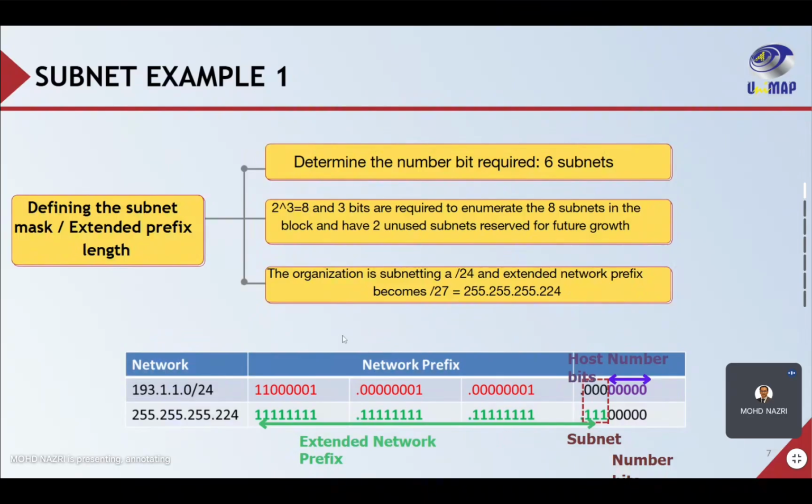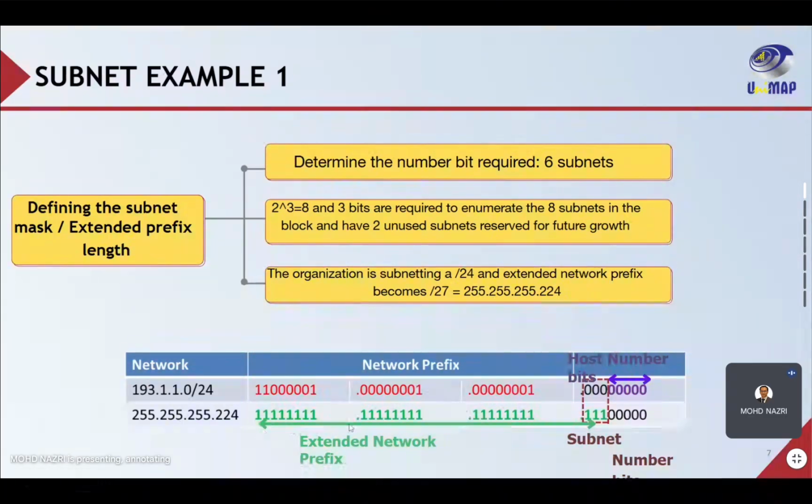So this one, 1, 1, 1, 1, 1, 1, 1, 1, you convert, dapat apa? 255, 255, 255. So sini ada 3 bit kan? 1, 1, 1, 0, 0, 0, 0, 0 in binary. If you convert in decimal, you got 224. Okay, you got 224.